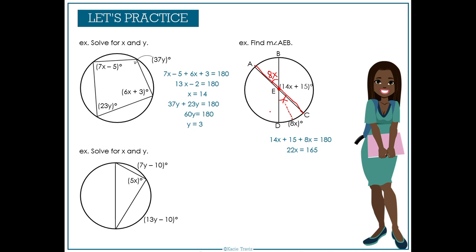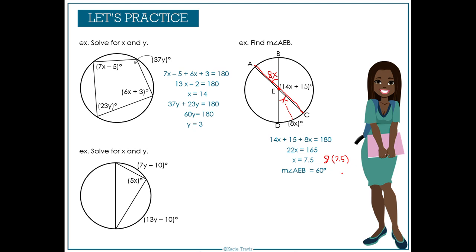Next, I got to divide by 22. This is going to give you a decimal, but decimals are answers, folks. Remember what I tell you. So that gets you 7.5. Now that you have 7.5, remember, we need to figure out what AEB is. So that means we're going to be taking that 8 from our expression times that 7.5, which gives me a final answer of 60. There we go.